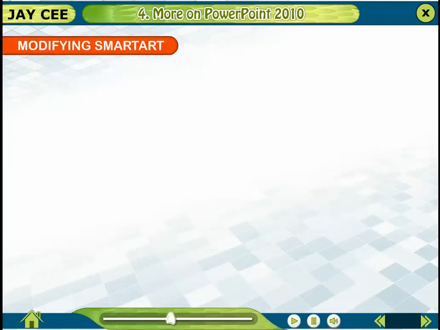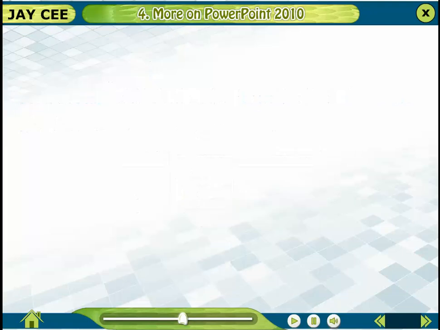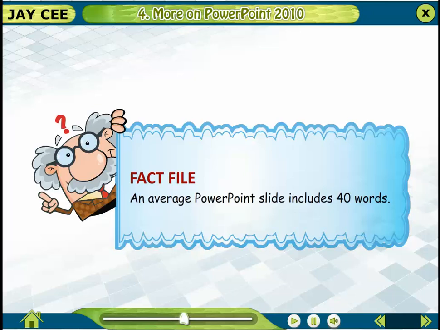Modifying SmartArt. Adding a new shape. Select the box adjacent to the place where you want to add a new box. Go to the Design tab and choose the option Add Shape from the Create Graphic group. Select the position of the new box you want to add. Fact file. An average PowerPoint slide includes 40 words.